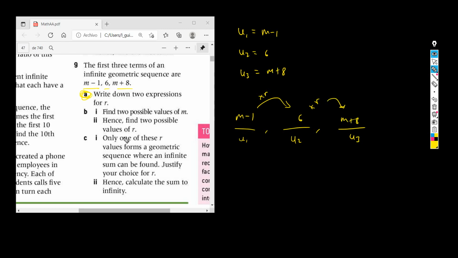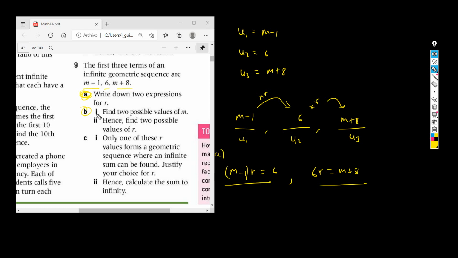Write down two expressions for r. Why do I say this? Because m minus 1 times r is going to be equal to 6, and you get that from analyzing this part, right? And also, 6 times r equals m plus 8. So there you go, 6 times r equals m plus 8. So these are your two expressions. There you have it. This is the solution to letter A.